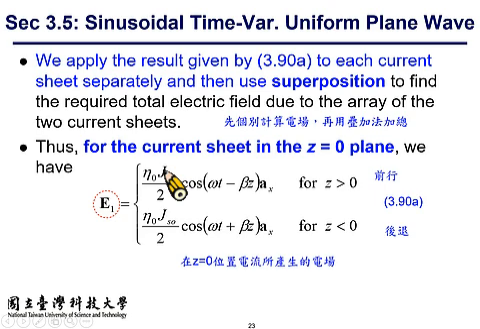On the other hand, for the region of z smaller than 0, the electrical field is eta sub 0 J_S0 over 2 times cosine omega t plus beta z. Now in the left half, the propagation direction is in the minus z direction. All right. So that's the electrical field produced by the current at the position z equal to 0.